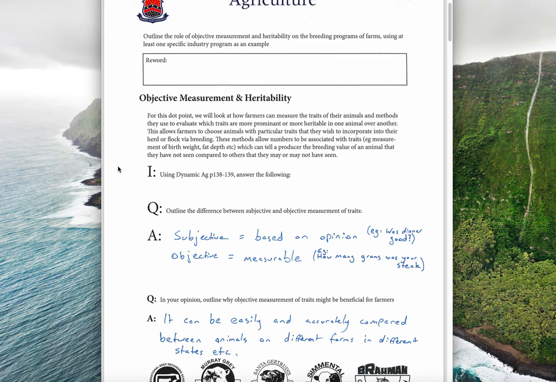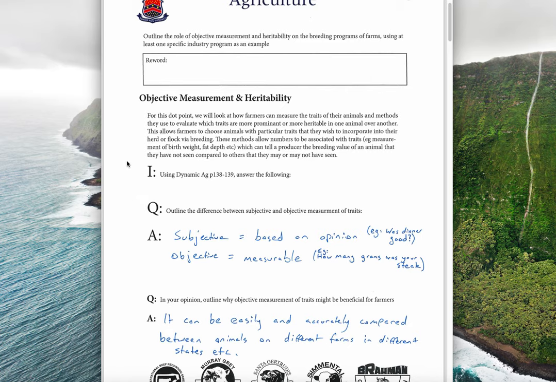So first of all, we need to look at objective measurement and heritability in a bit more detail. What we're going to look at is how farmers can measure the traits of their animals and methods they use to evaluate which traits are more prominent or more heritable in one animal over another. And this allows farmers to choose animals with particular traits that they wish to incorporate into their herd or flock via breeding. So these methods allow numbers to be associated with traits. For example, measurement of birth weight, fat depth, etc., which can tell a producer the breeding value of an animal that they have not seen compared to others that they may or may not have seen.